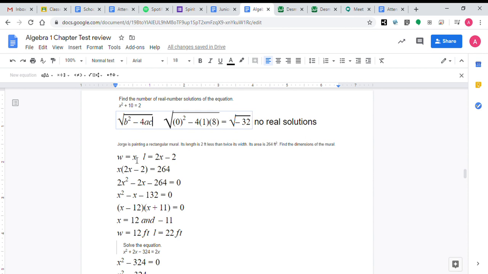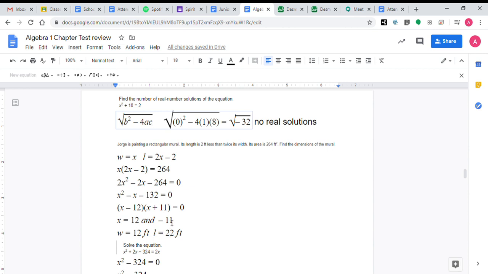Moving on, let's talk about Jorge painting a mural. Here I put W equals x and length equals 2x minus 2, because it says the length is 2 feet less than twice its width. If you look at that, I solved it out to get 12 feet and 22 feet.